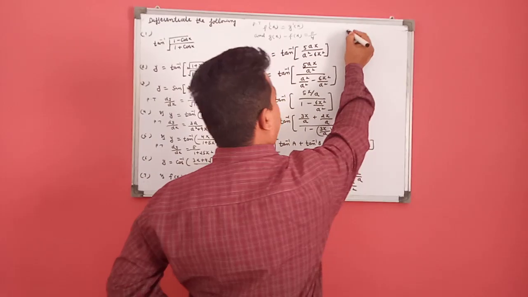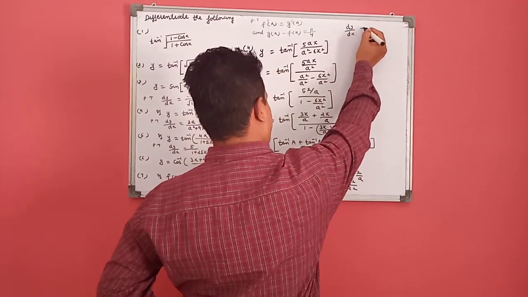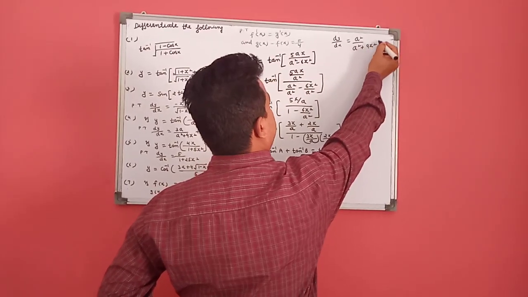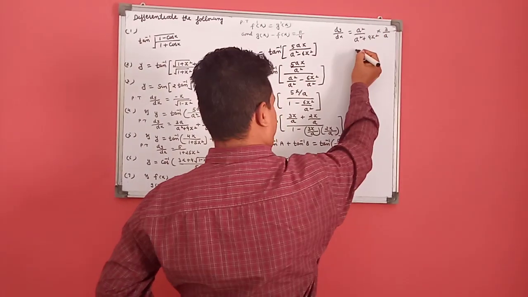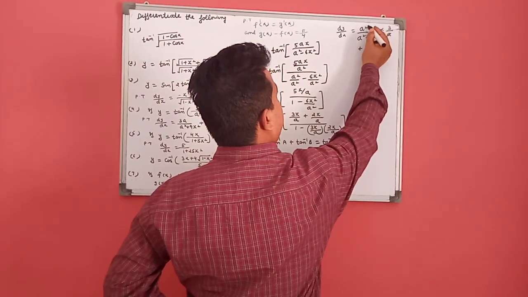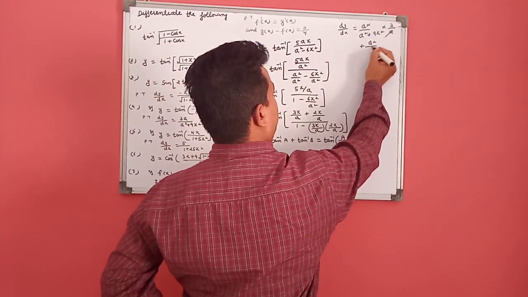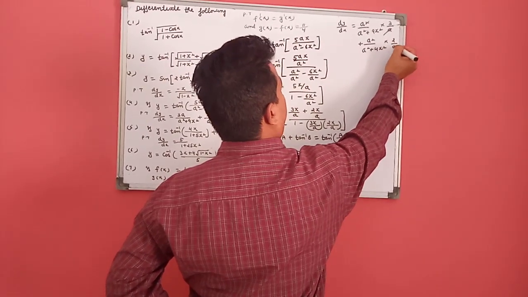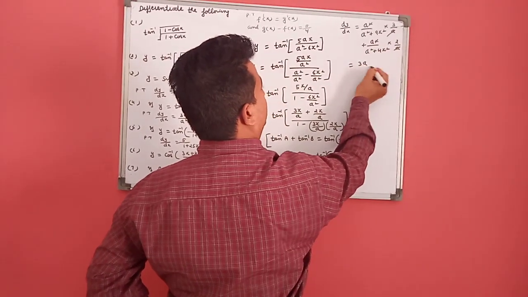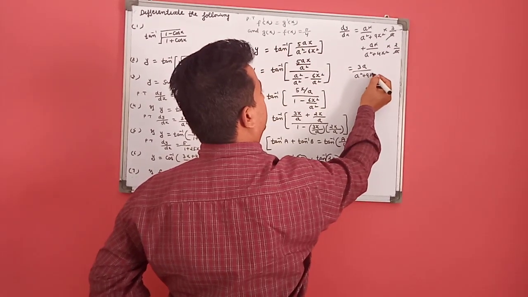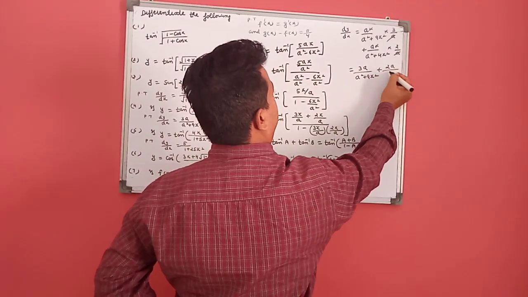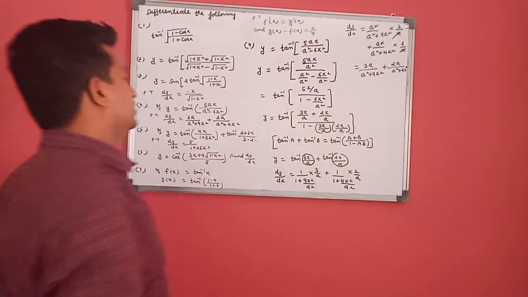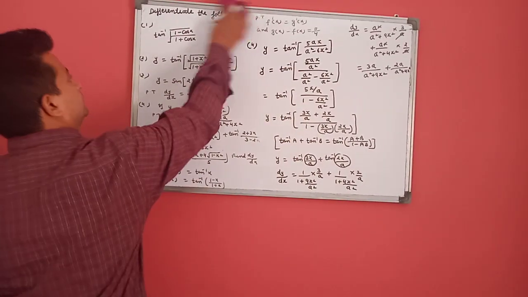When we take the LCM of this, we get a² upon (a² + 9x²) into 3 upon a. This a cancels out. Then a² upon (a² + 4x²) into 2 upon a, this cancels out. So we get 3a upon (a² + 9x²) plus 2a upon (a² + 4x²). This is the answer of this question.